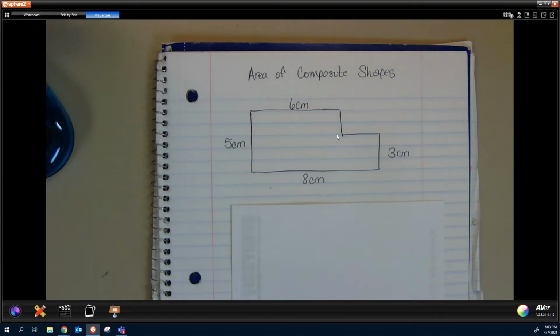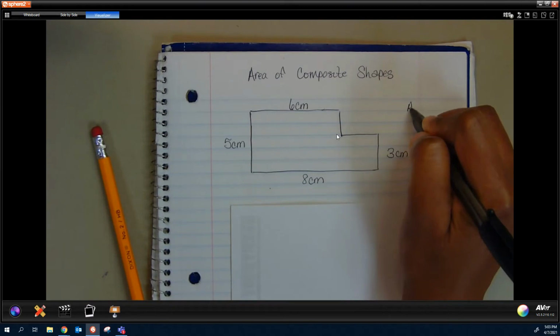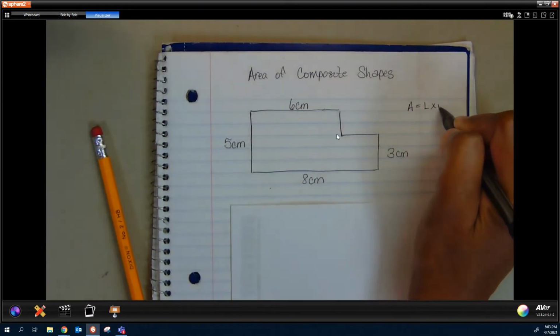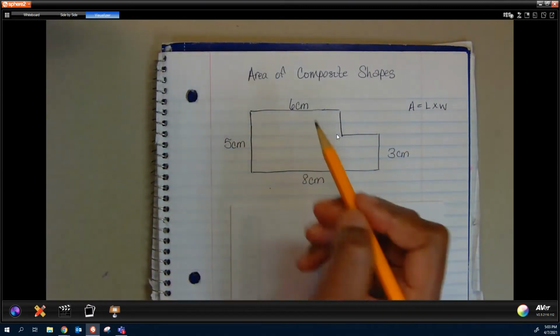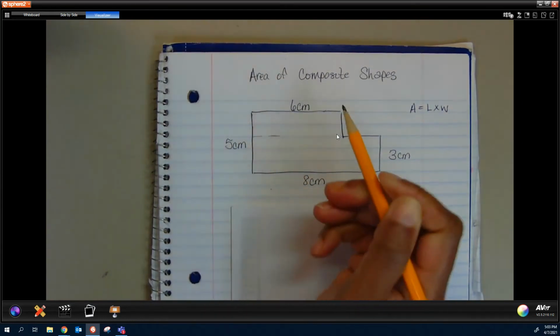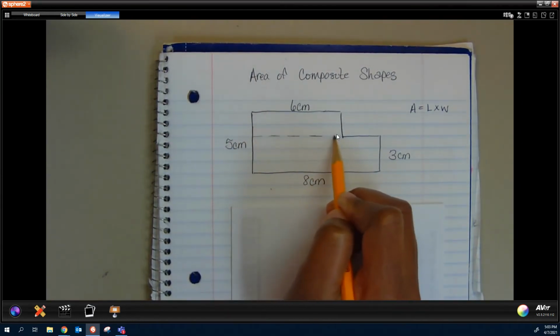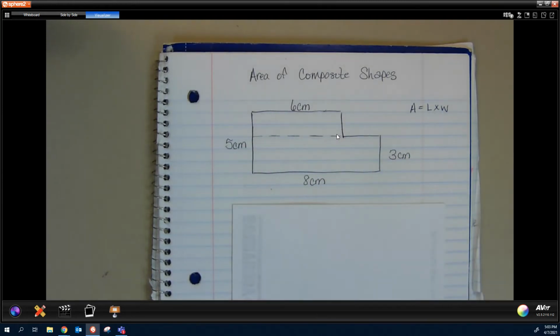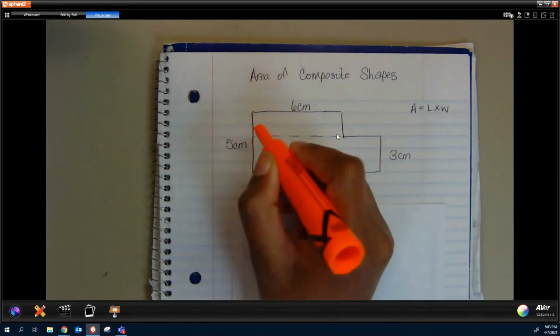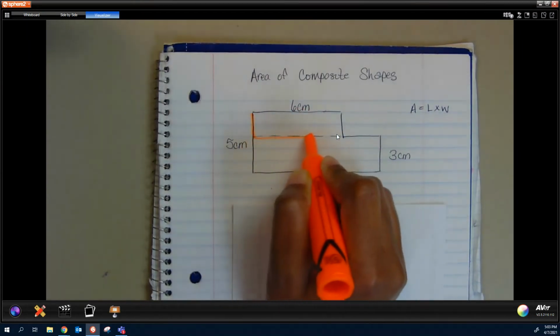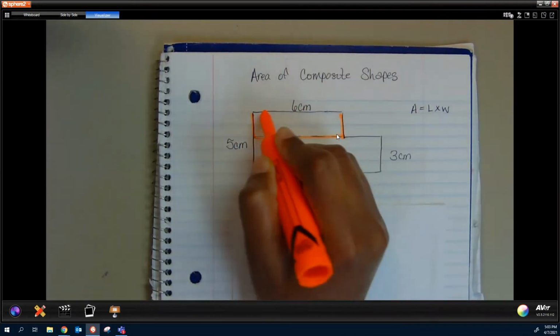So, this shape here you'll see is not our standard square and rectangle, but we are going to cut this and make it into two rectangles, because we already know to find the area of a rectangle, all we have to do is multiply the length times the width. So if we take this composite shape and we cut it into two rectangles, I'm going to highlight the one on top here.